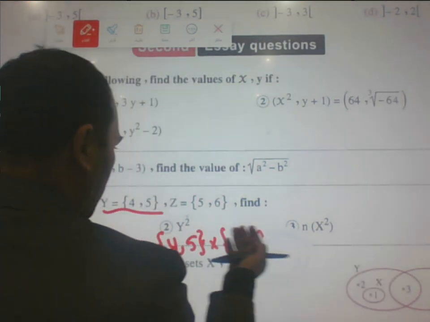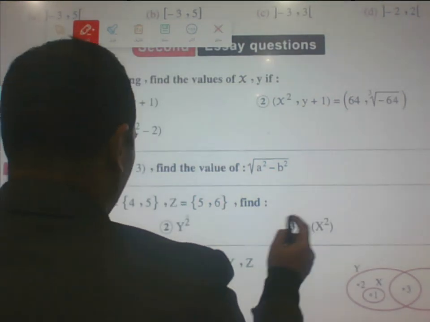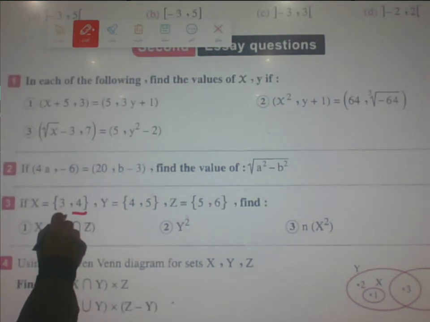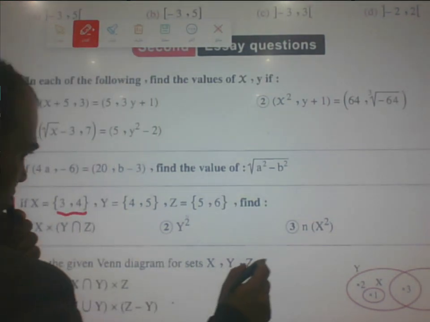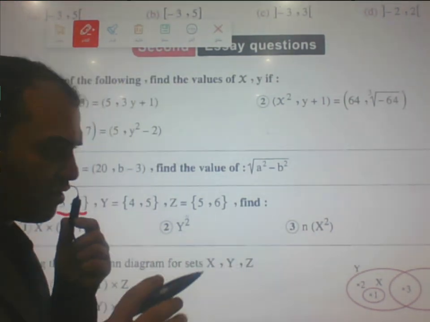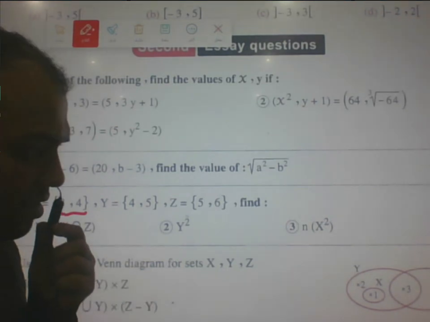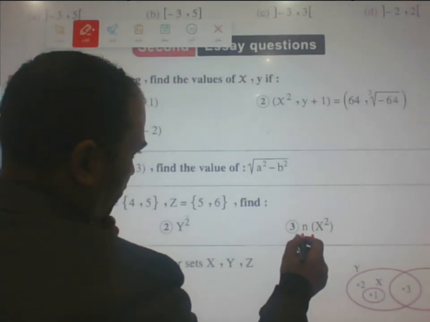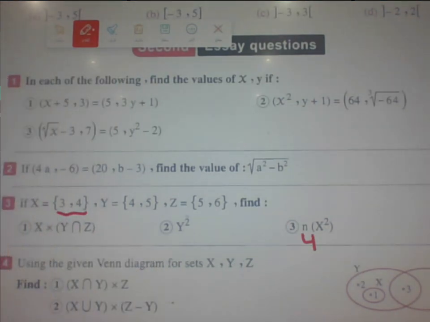Question number 3 asks about the number of elements of the Cartesian product of X by itself. X has two elements, then the number of elements in the Cartesian product between X and X itself will be 2 times 2 equals 4. Then the answer here will be 4.